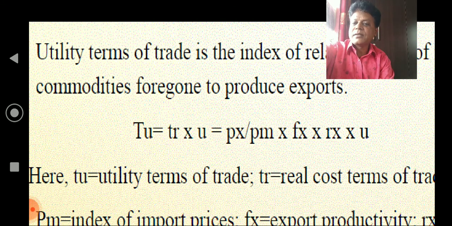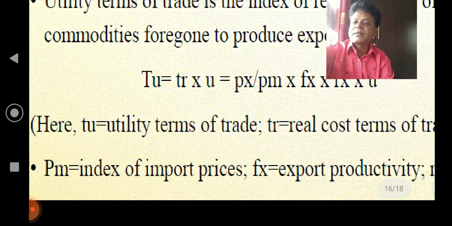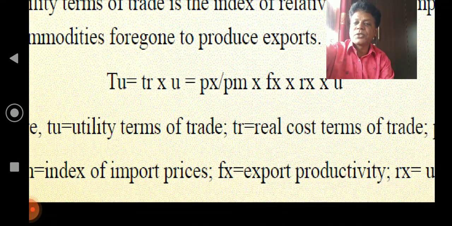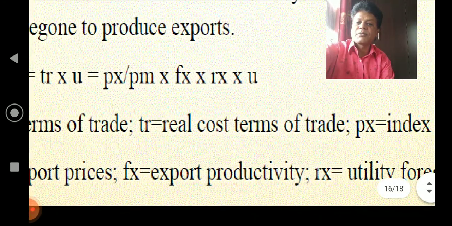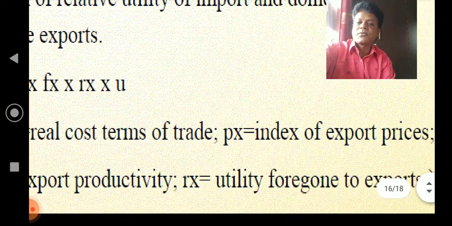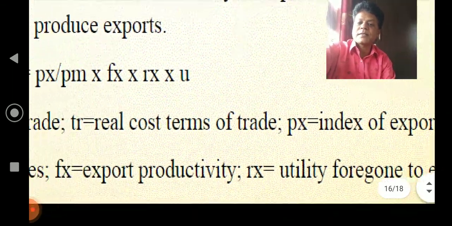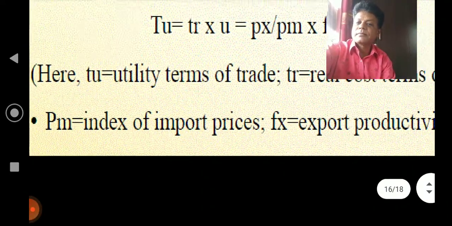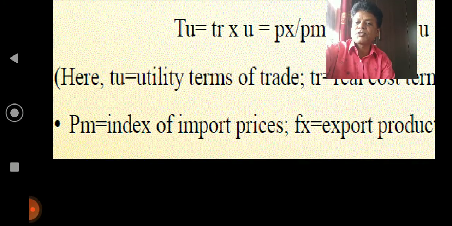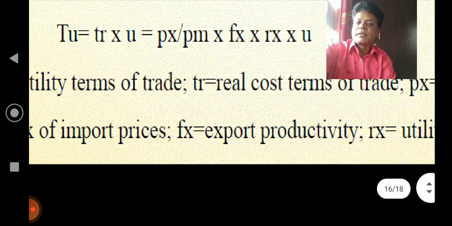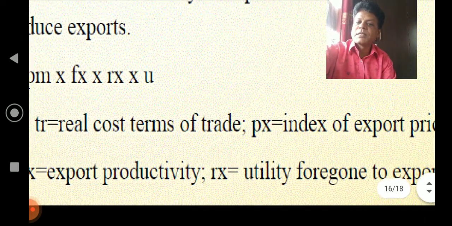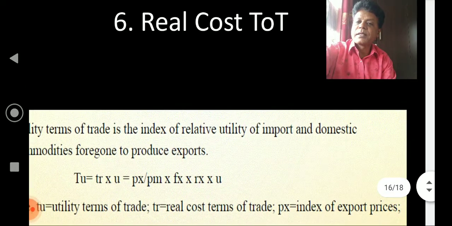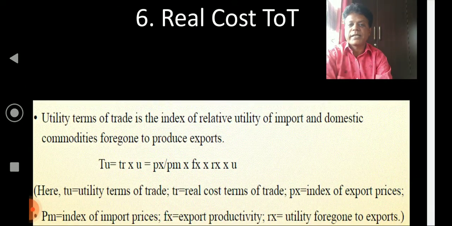In this equation, this symbol stands for, that is TU is equal to utility terms of trade, TR is equal to real cost of terms of trade, PX is equal to index of export prices, PM is equal to index of import prices, FX is equal to export productivity, RX is equal to utility foregone to export. This is how the real cost terms of trade are calculated.